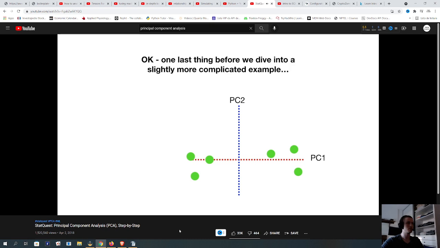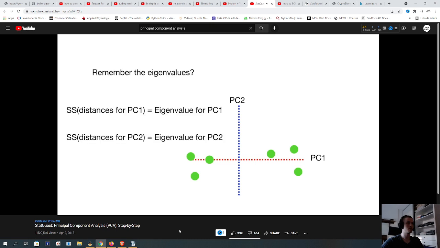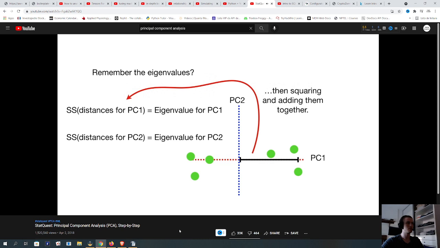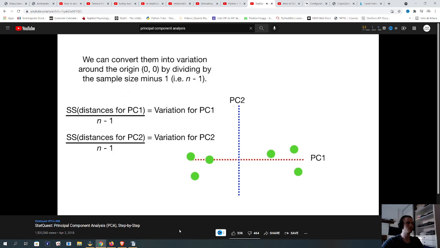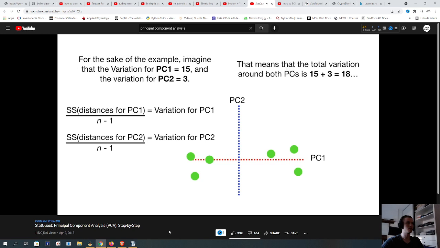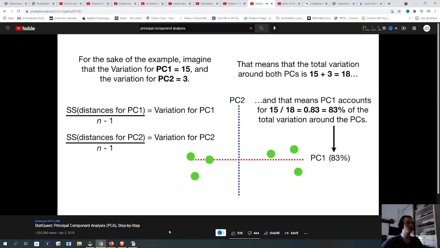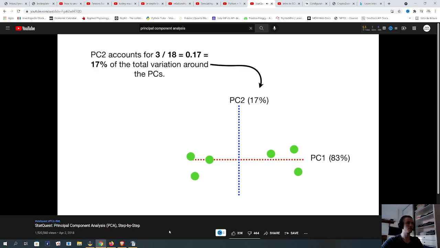Okay, one last thing before we dive into a slightly more complicated example. Remember the eigenvalues? We got those by projecting the data onto the principal components, measuring the distances to the origin, then squaring and adding them together. We can convert them into variation around the origin by dividing by the sample size minus 1. For the sake of this example, imagine that the variation for PC1 equals 15 and the variation for PC2 equals 3. That means that the total variation around both PCs is 15 plus 3 equals 18. And that means PC1 accounts for 15 divided by 18 equals 0.83, or 83% of the total variation around the PCs. PC2 accounts for 3 divided by 18 equals 17% of the total variation around the PCs.